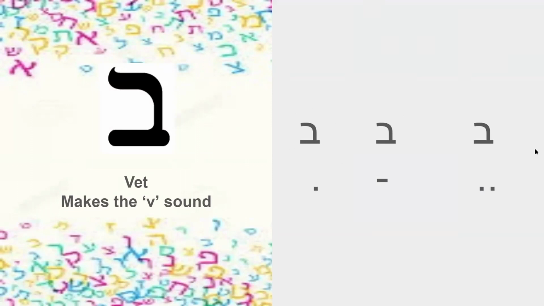So I wrote some over here using my Hebrew keyboard. V, va. Anytime you see Vet with the vowel, you're not saying Vet, you're just pulling the V sound from Vet and combining it with the vowel. Let's move on to the next letter.